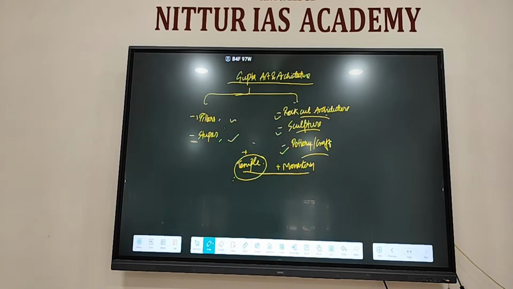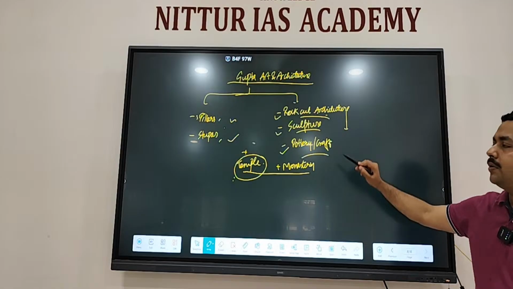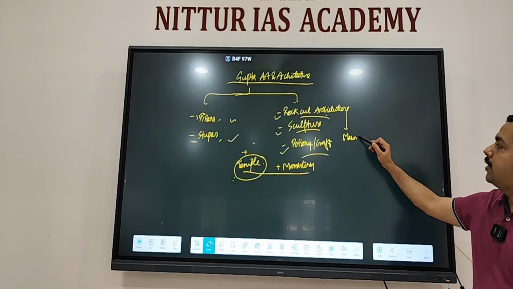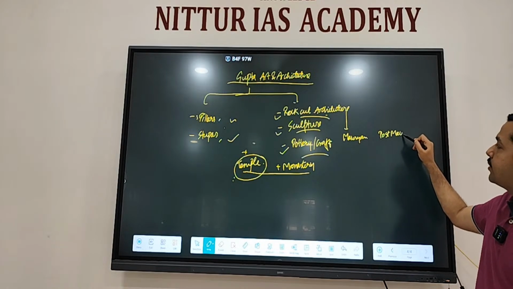Fine. So we'll now discuss each of these one by one, that is, what changes the Guptas are introducing in art and architecture. First is rock cut architecture. If you remember, we discussed it was introduced during the modern period. And when we discussed the post-modern period, you saw changes in rock cut architecture.